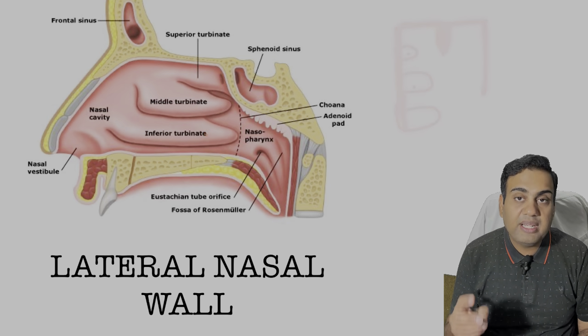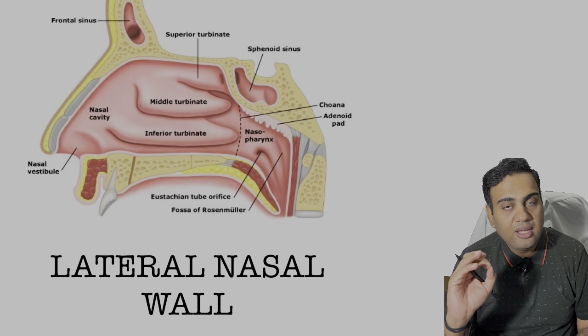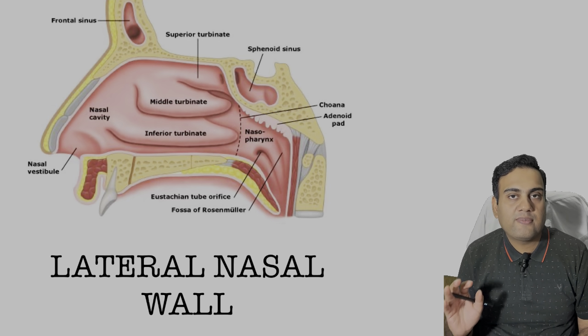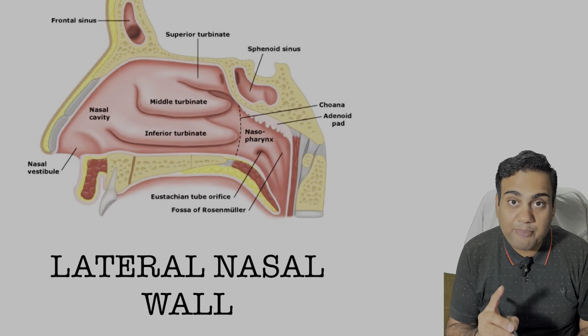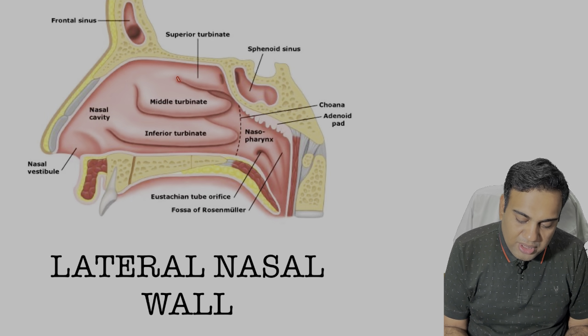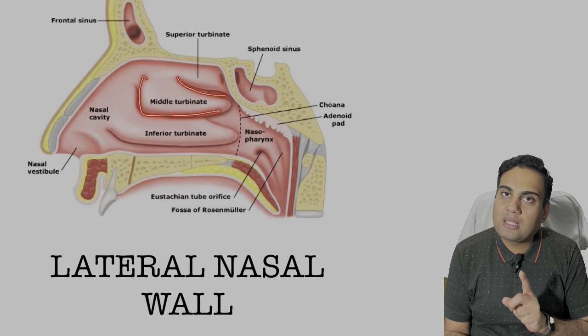So inferior turbinate is a separate bone. Of our 206 bones, ethmoid is one bone and inferior turbinate is another bone. So the inferior turbinate is a separate bone. But now, how about the middle turbinate and the superior turbinate? They are projections from the ethmoid itself.